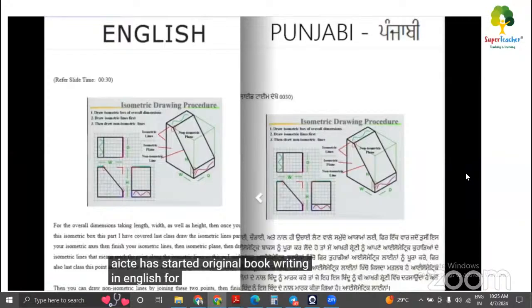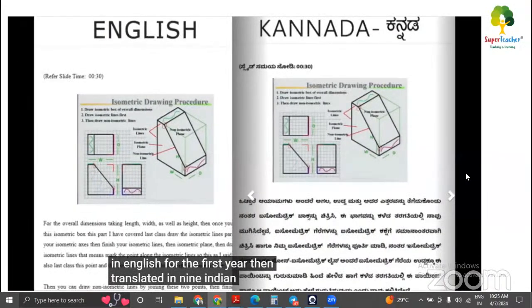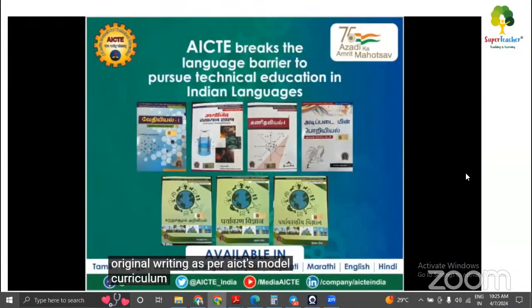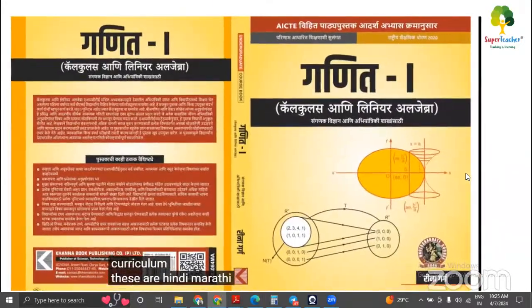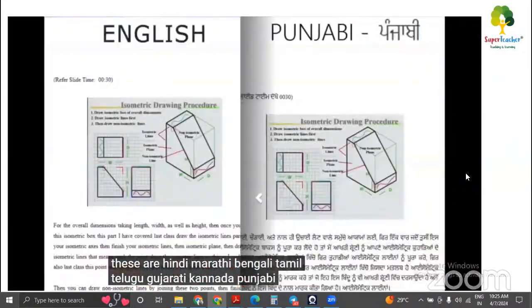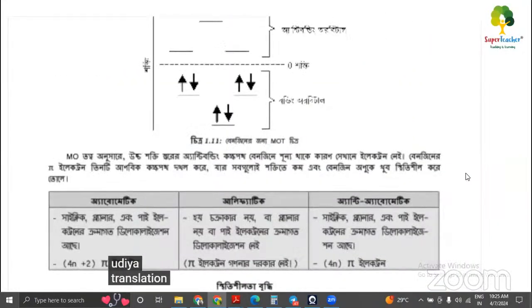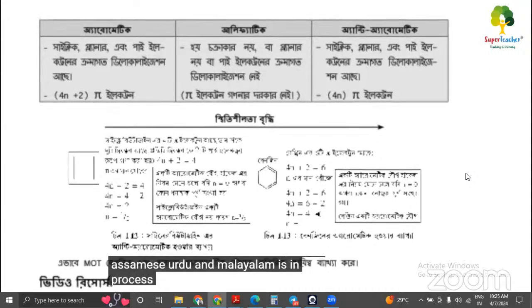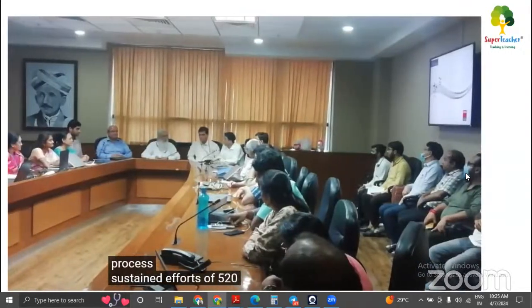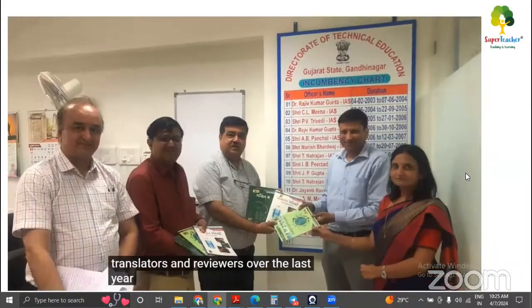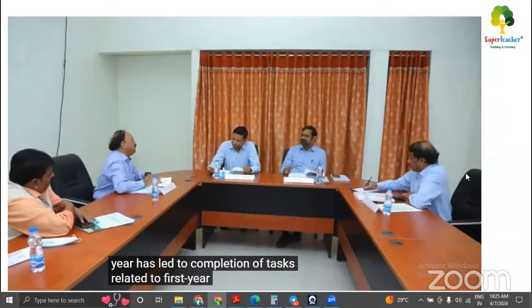AICTE has started original book writing in English for the first year, then translated in 9 Indian languages post original writing as per AICTE's model curriculum. These are Hindi, Marathi, Bengali, Tamil, Telugu, Gujarati, Kannada, Punjabi and Odia. Translation in remaining 3 languages, Assamese, Urdu and Malayalam, is in process. Sustained efforts of 520 authors, translators and reviewers over the last year has led to completion of tasks related to first year books in engineering and technology.